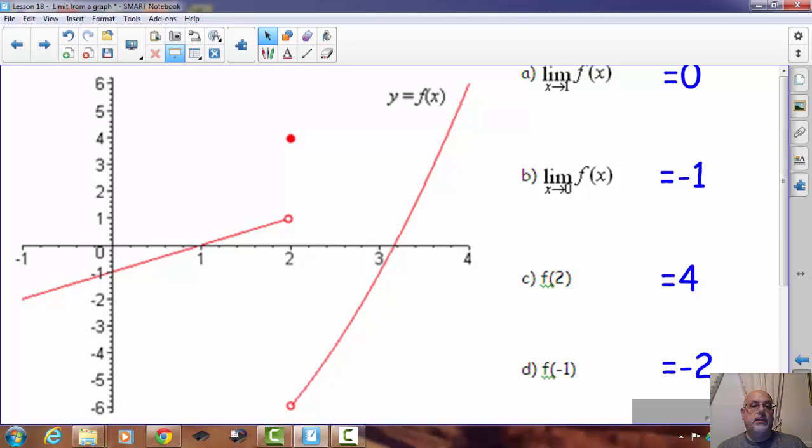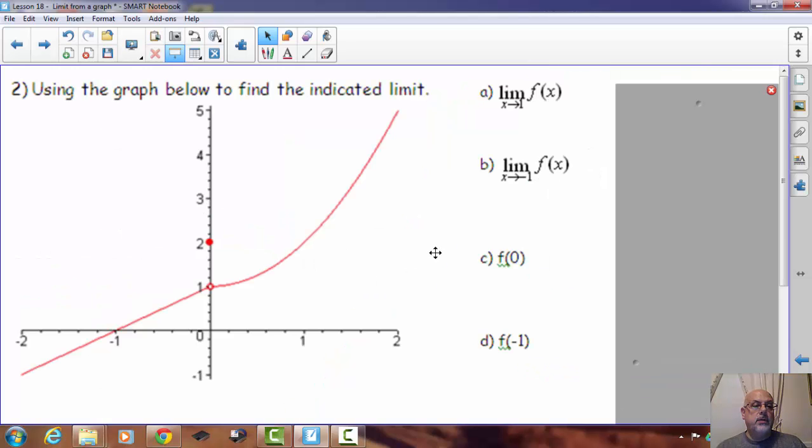Let's take a look at another one. We're going to use this graph to find the limits or the values. The limit of f of x as x approaches 1: as we trace along here, as x approaches 1, y will be 2. As x approaches 1, y is 2. And so we would say that the limit of this function as x approaches 1 is 2.